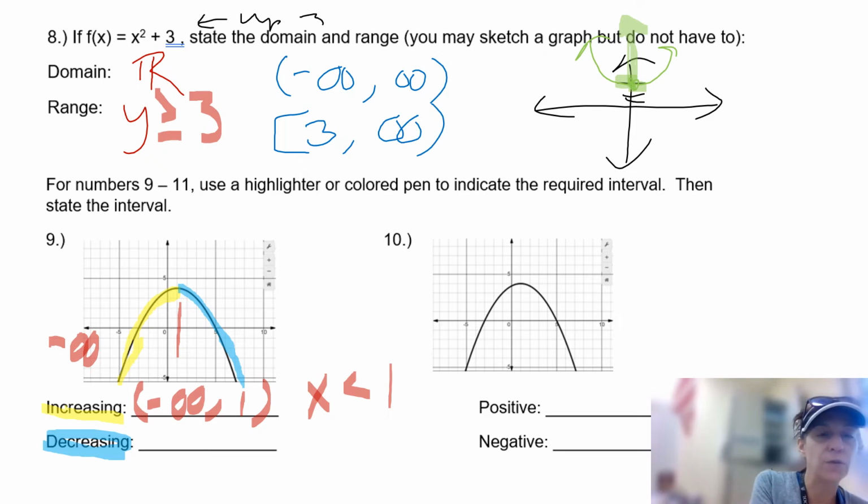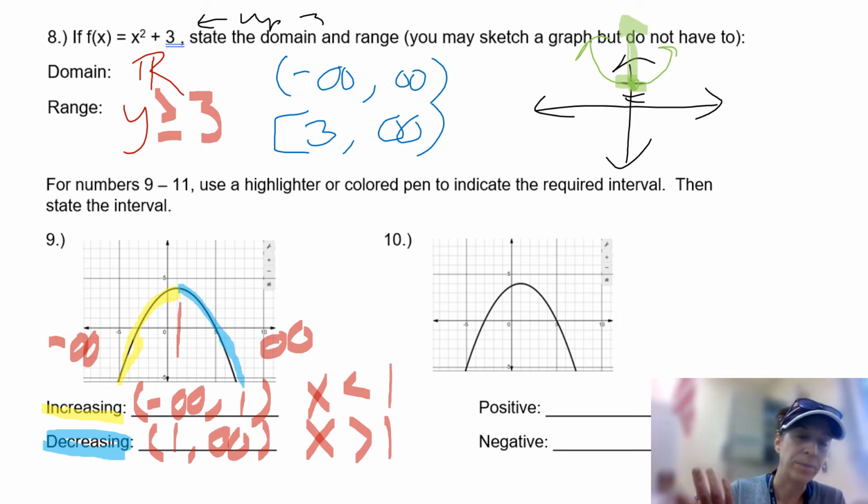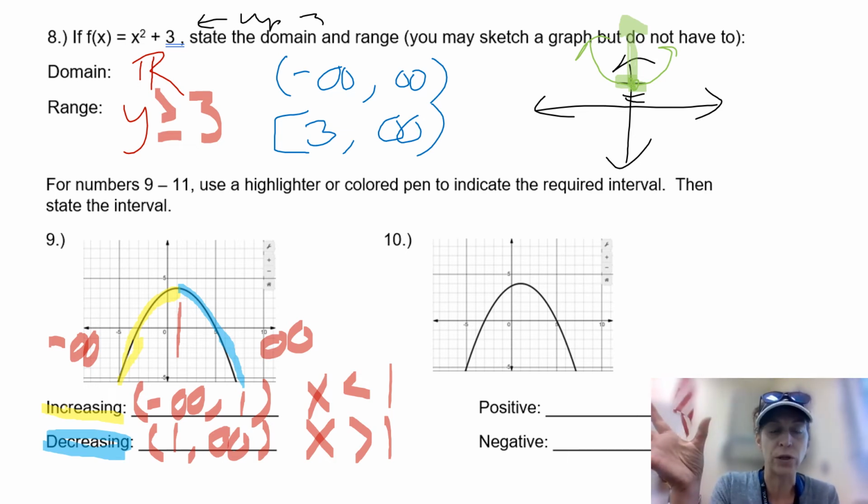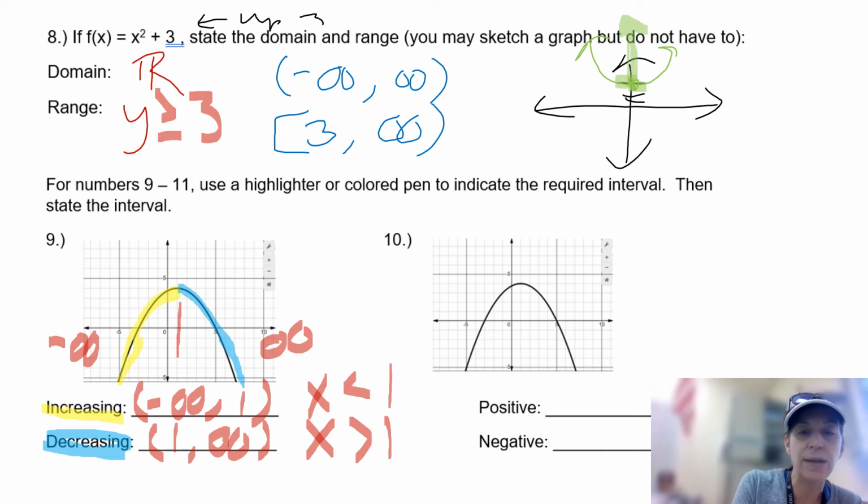Okay, and then decreasing picks up at that 1 and goes on to infinity, or you could say x is greater than 1. Either one of those notations is fine, but I would not recommend doing both. Figure out which one of those works better for you, and that's the one you want to use. For positive and negative, you needed to do the same thing. So you needed to indicate which interval was which.